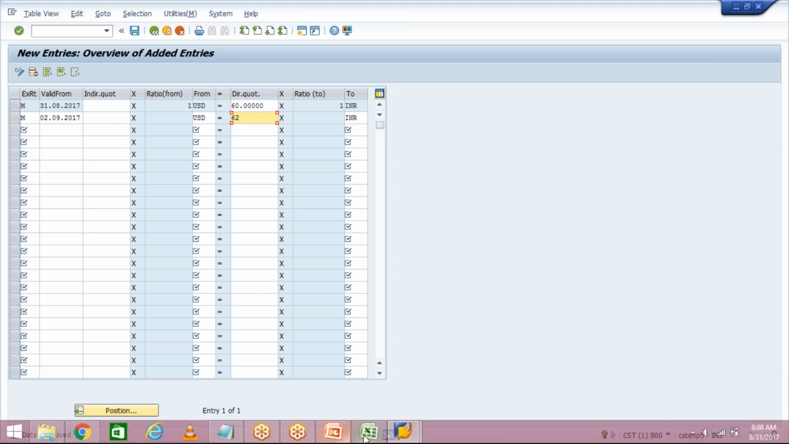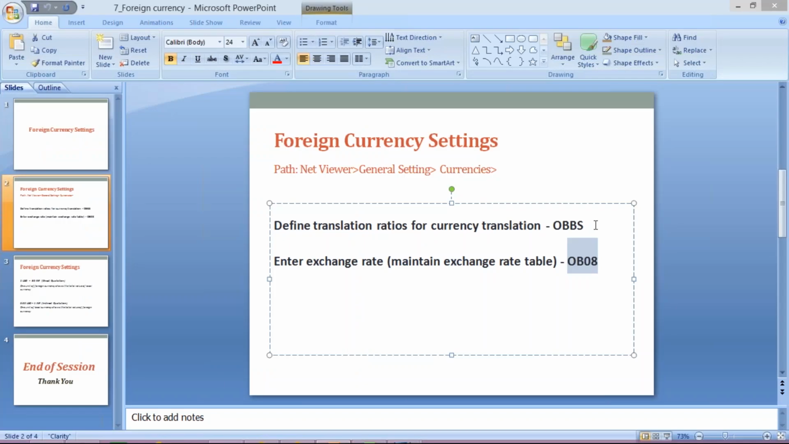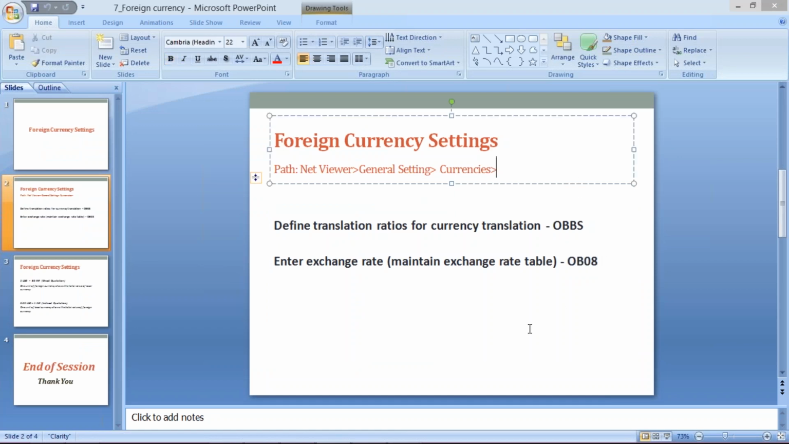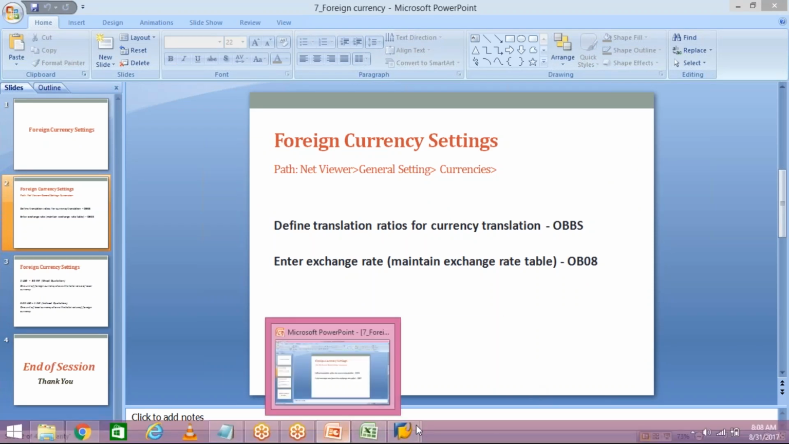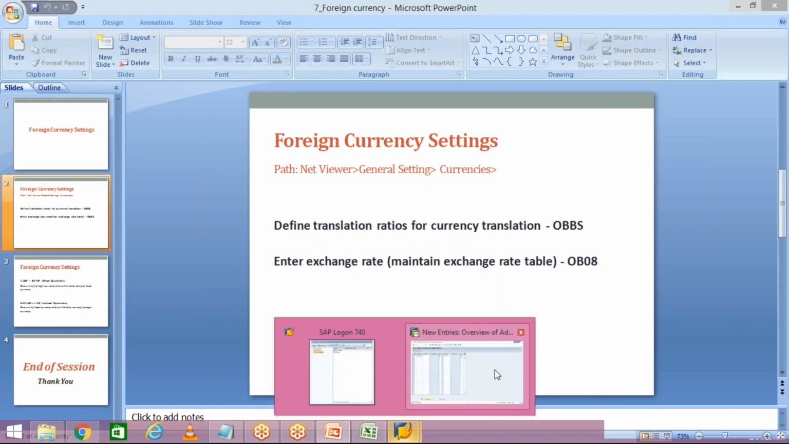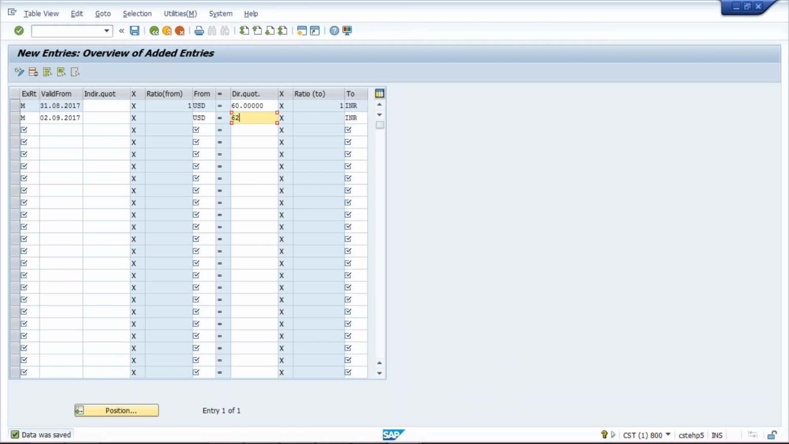Okay, so what I said, the first step is only one time setting, but second step is like this activity is a regular activity. Every after 2 days, every after 3 days, every week, after 1 week, what will happen? People will maintain this foreign currency table because the rates fluctuate. If you talk about foreign currency, if today 1 USD equals to 60 rupees, maybe tomorrow it could be 62. Day after tomorrow it could be 61. So it depends upon the organization.